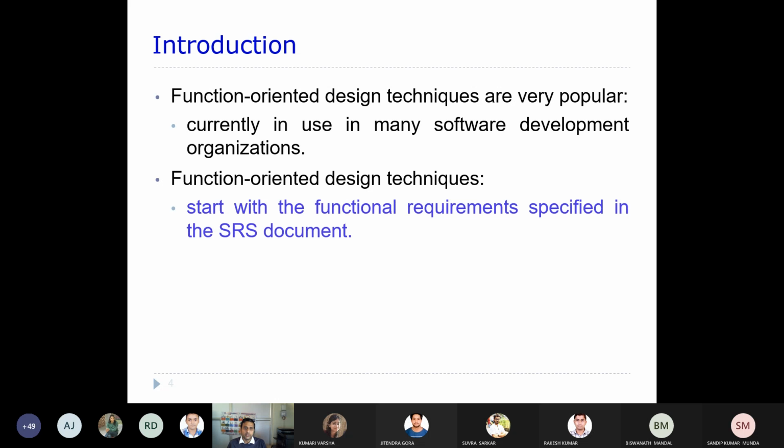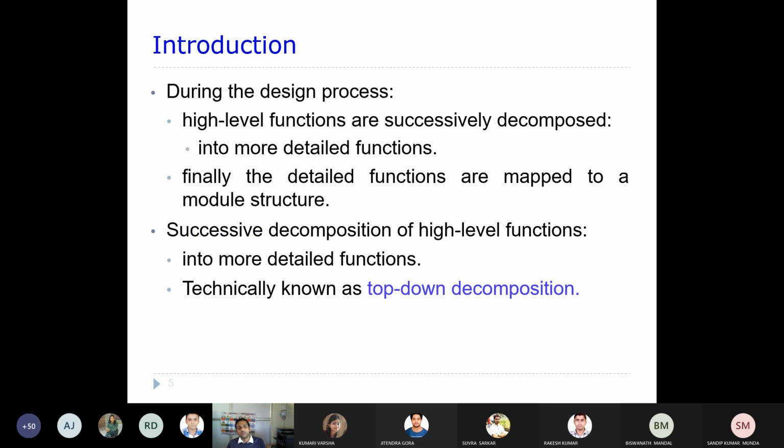So what is a function oriented technique? Usually they are very popular in the software industry. They are currently used in all software development organizations. Whenever we talk about any function oriented technique, it all starts with the functional requirements specified in the SRS document. Once your SRS is ready, only then will we enter this phase.